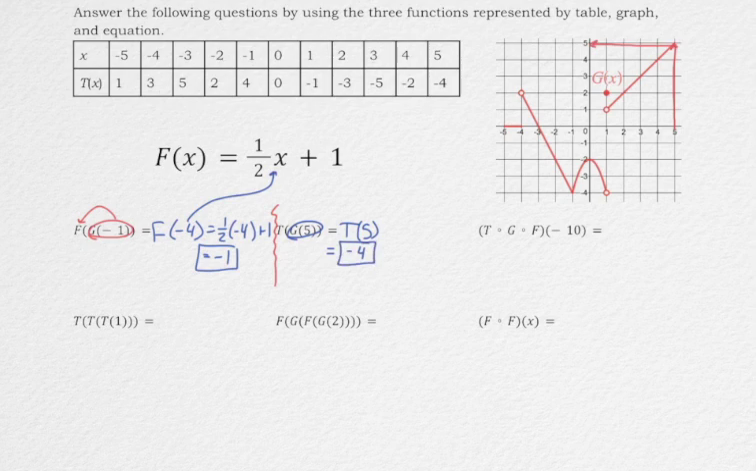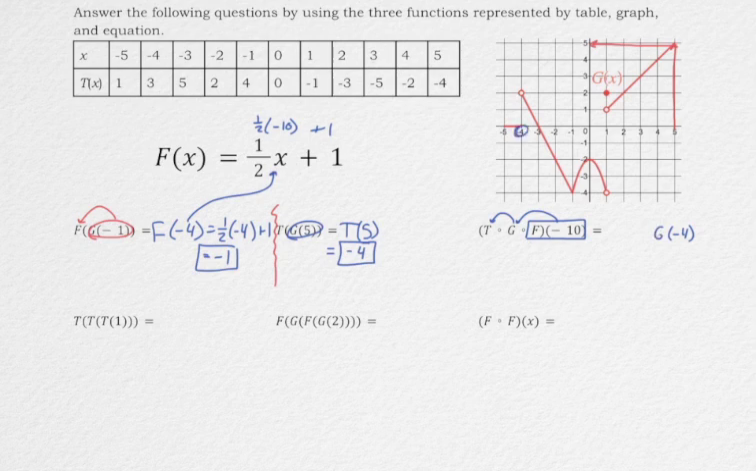This next one's kind of weird, but we just have to do it 3 times. So it's just f of negative 10, get an answer, plug that into g, get an answer, plug that into t. So f of negative 10 means I'm plugging negative 10 up here, so half of negative 10 would be negative 5, plus 1 would be negative 4. Alright, so the first step was negative 4. Now I'm going to take that, I'm going to plug it into g. So g of negative 4, let's see what that is.